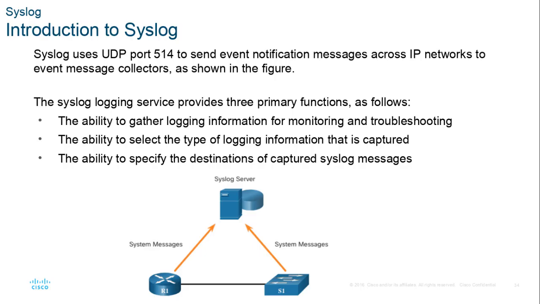So Syslog uses port 514 to send messages across the network. We're going to take our Syslog server, which is any expensive device. Better put a big hard drive in it. Hard drives are cheap. Just put a big hard drive in it. Doesn't need to be a rack mount server. It's going to be any old junk machine that no one wants to use anymore. And you can set that up to be the Syslog server.